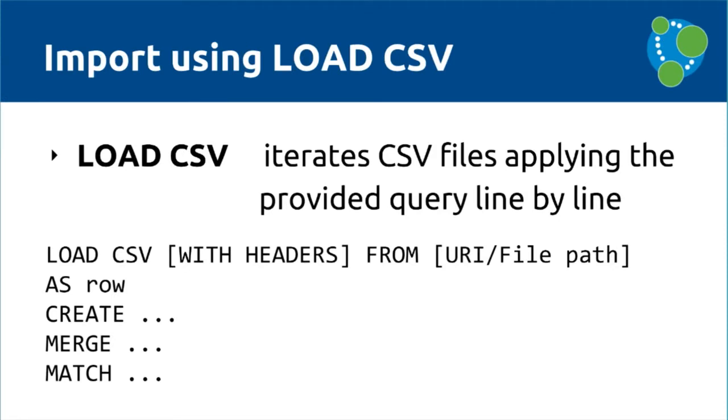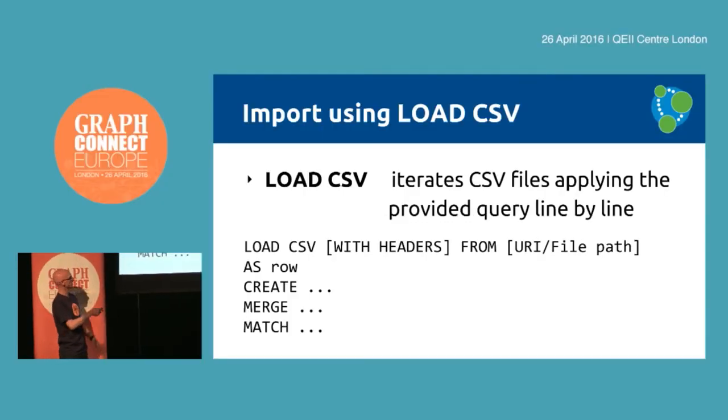Yeah, and like Michael said, we get a map. In our case, we've got a header, so we're going to get a map of all the items. We're going to get a question, a name, the upvote count, and whatever other things we put on there. And then for each row, we apply some sort of Cypher operations to it. So there's pretty much three that we're going to look at.